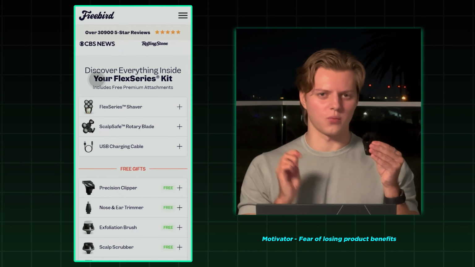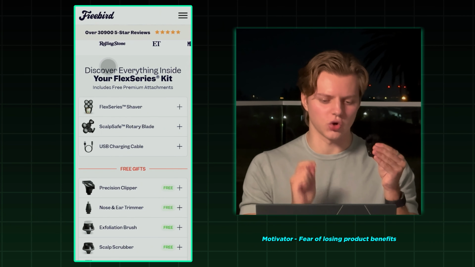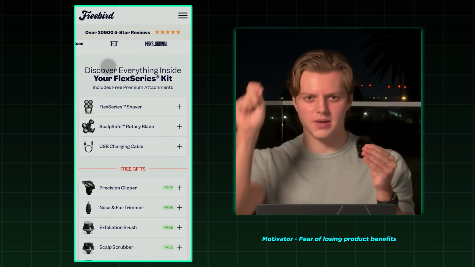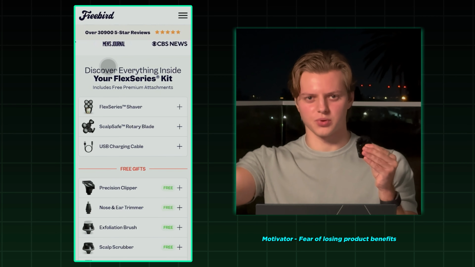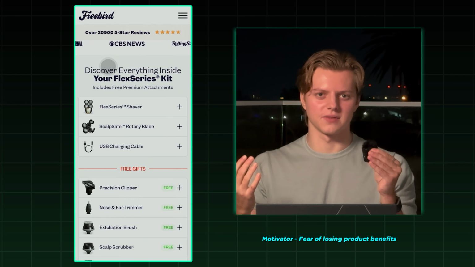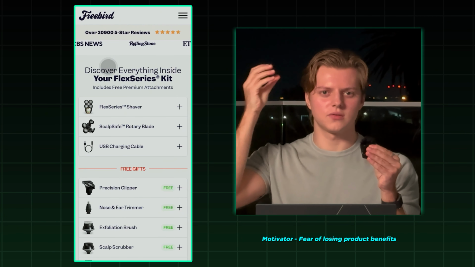And then one very important thing here is that they are saying discover everything inside your Flex Series kit. And this assigns the kit to me. This makes me close the distance from me to the product, which then further enhances the sense of losing the product benefits, since I am now considering the product more and more closer to myself, which means that the benefits are also closer. So this is a small distinction, but it's a very impactful thing to do. Always phrase it as they already own it.